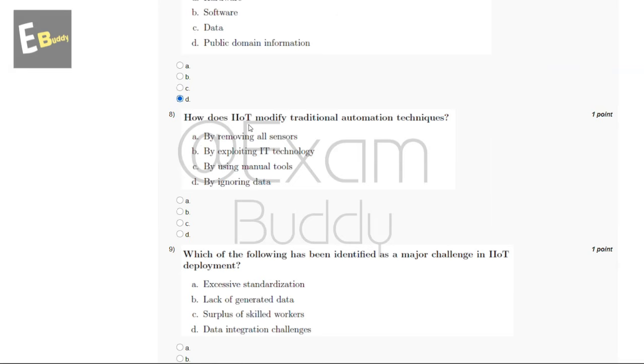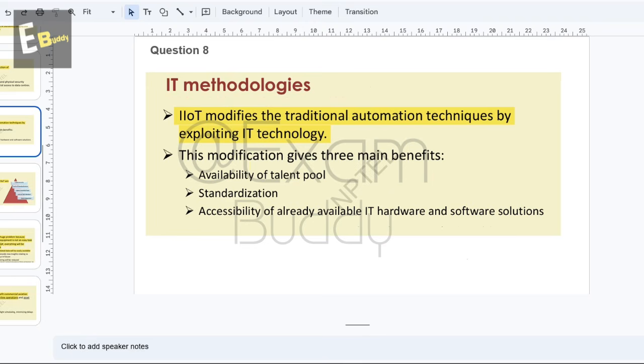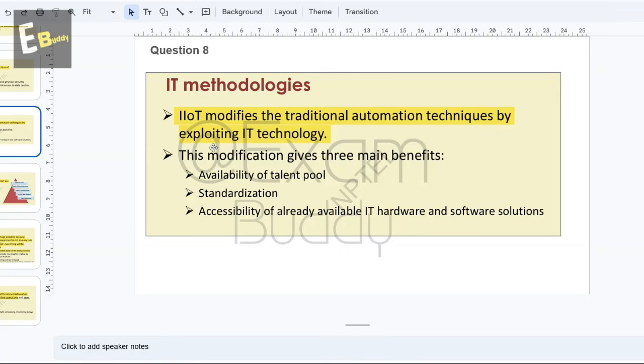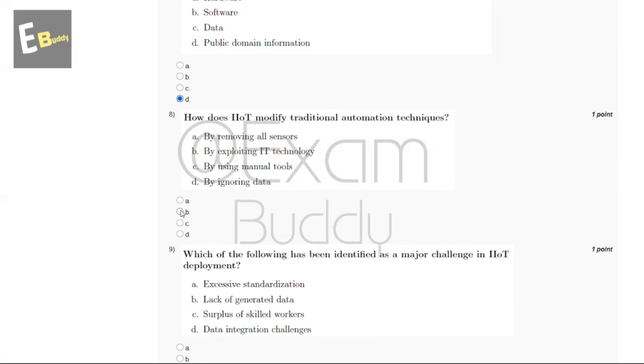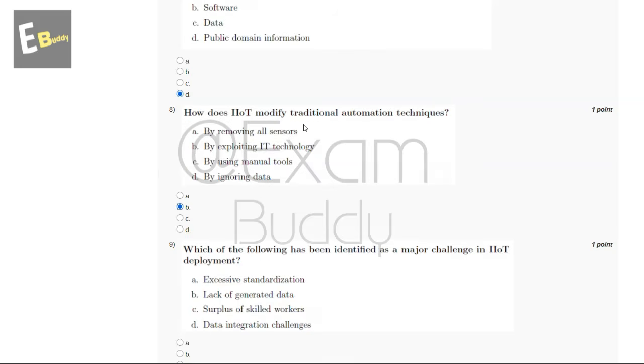How does IIoT modify traditional automation techniques? So these are the options, and now let's check the explanation. The explanation says IIoT modifies the traditional automation techniques by exploiting IT technology. So the answer of our eighth question is B, by exploiting IT technology. And now let's go to our question number 9.